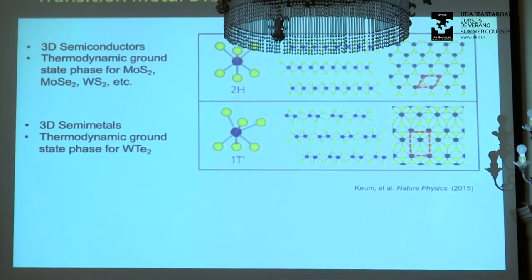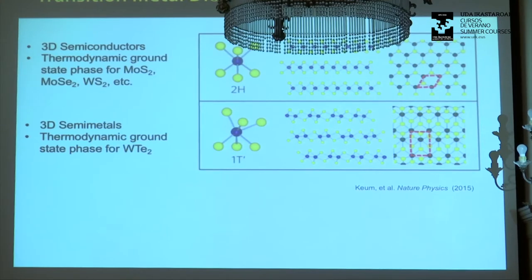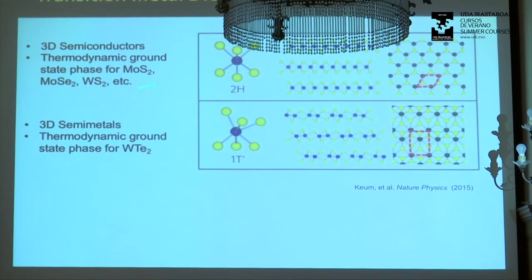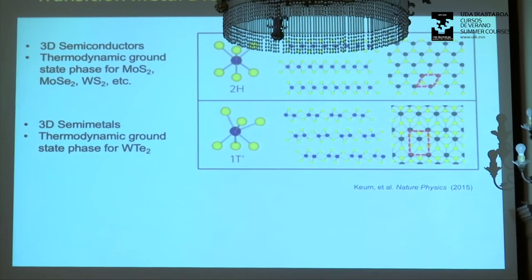Now, among the materials that we started to work with were transition metal dichalcogenides, and in particular, tungsten ditelluride. This was mentioned by Claudia, I think, yesterday. Many transition metal dichalcogenides, the most famous that people have been studying the most, are three-dimensional semiconductors. And they crystallize in the 2H form. These are semiconductors, and it's the thermodynamic ground state for molybdenum disulfide, molybdenum diselenide, tungsten disulfide. Engineers are very interested because these are regular semiconductors. You can make regular transistors, 2D, transparent, LEDs, all kinds of things. And there have been thousands of people working on them since the first isolation of molybdenum disulfide in 2010.